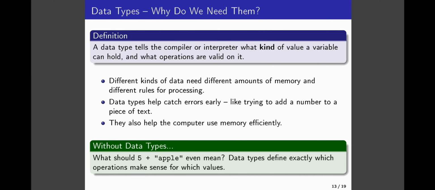So why does this matter so much? Well, different kinds of data need different amounts of memory and different rules for processing. Data types help catch errors early, like trying to add a number directly to a piece of text. And they also help the computer use memory efficiently. A question to consider here: without data types, what should be the answer for 5 plus apple? It doesn't make sense, right? Data types exist specifically to define which operations actually make sense for which kind of values.